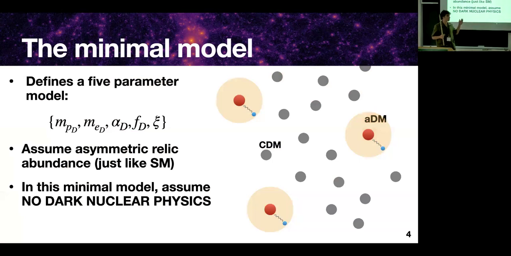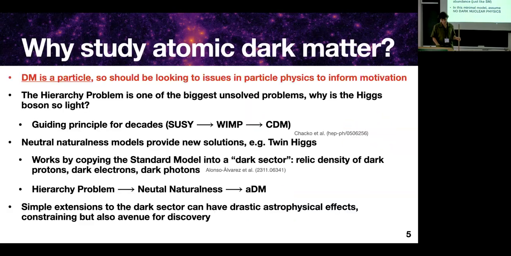To summarize, our model has five parameters: three microphysics parameters and two cosmological parameters. Additionally, we're assuming there's some asymmetric baryon abundance. Again, this is just like the standard model. There's some baryogenesis mechanism going on, but we ignore that and don't get into it. And lastly, in this minimal model, we assume there's no dark nuclear physics going on. This means we have our dark hydrogen, but we don't worry about further states forming dark nuclei, dark feedback, all those sort of problems that could start to arise. So we keep it simple.